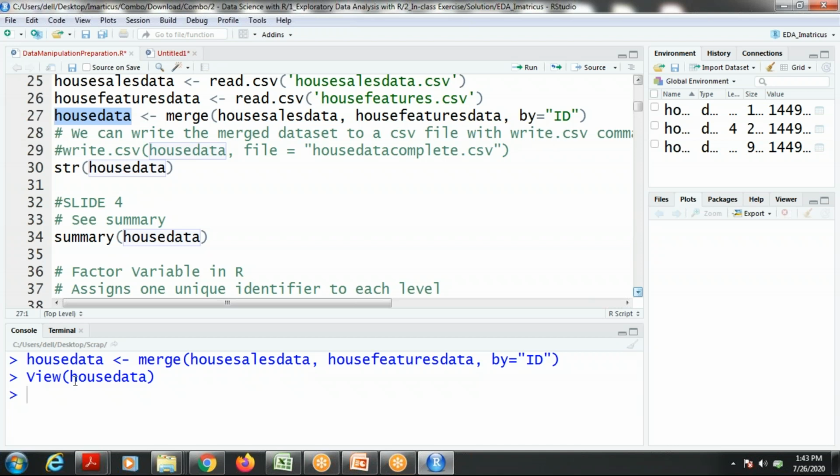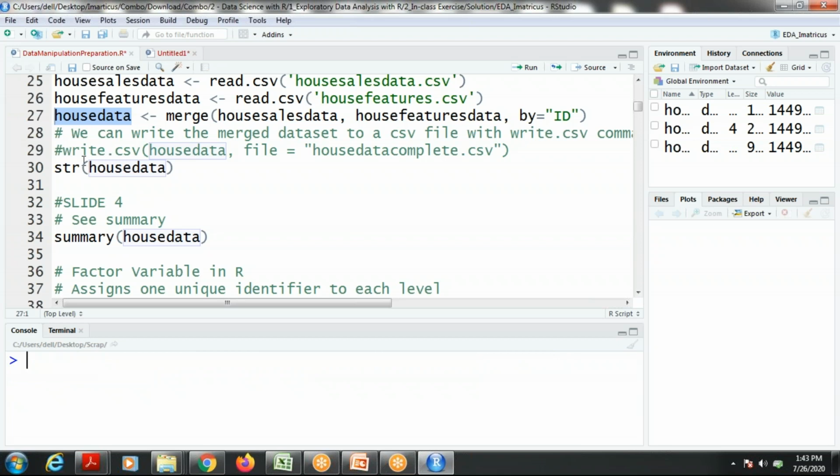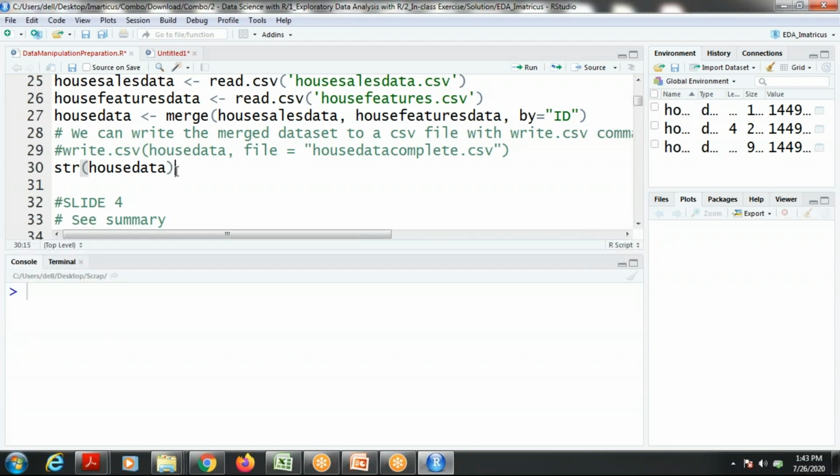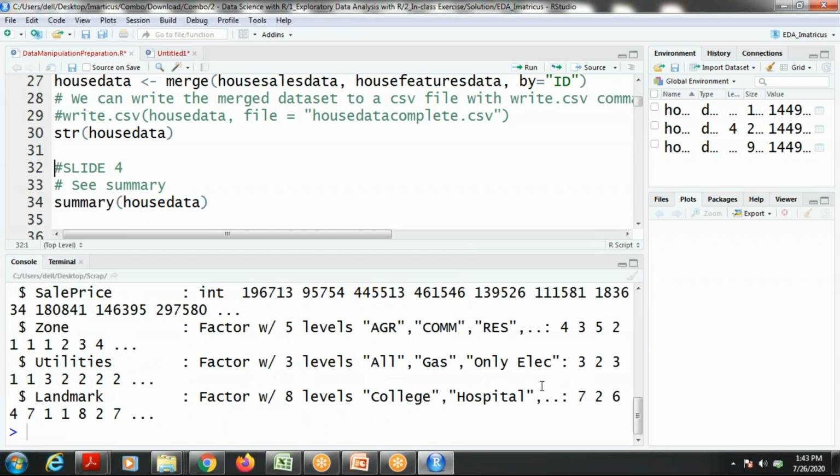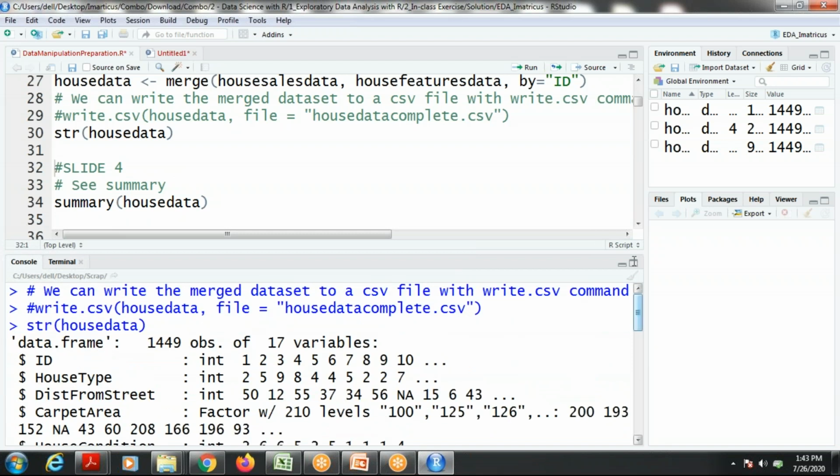Now, when I run the str, that is structure, you remember what happened in the structure? It gave me information about the variable types. So if I run it, look here. It is giving me information. It is saying that ID is integer, house type is integer, distance from the forest is integer, carpet area is factor. So carpet area, it is taking as factor. Let's look into the data, why carpet area is taking as a factor.